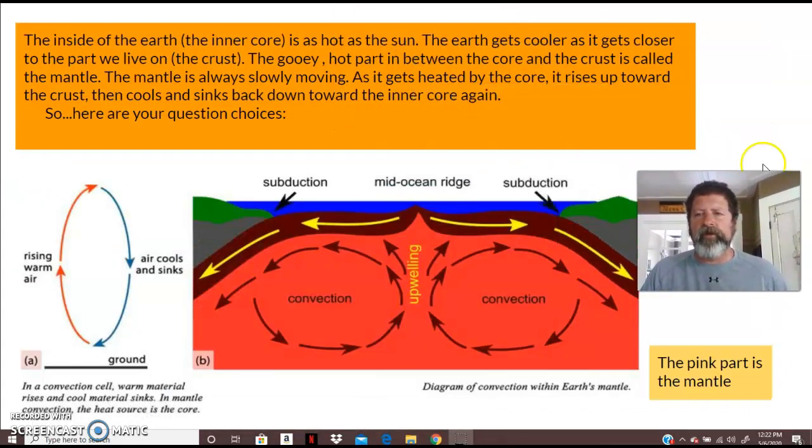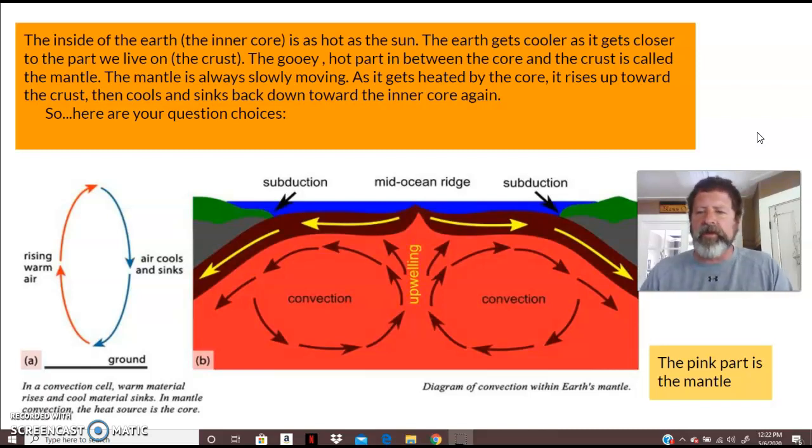Question 5 requires a little bit of background information. The inside of the Earth, the inner core, is as hot as the sun. And as the Earth gets cooler, it gets closer to the part we live on, which is called the crust. The gooey hot part in between the core and the crust is called the mantle. It's kind of like toothpaste, except it's really, really hot. The mantle is always slowly moving, and as it gets heated by the core, it rises up towards the crust, then it cools and sinks back down towards the inner core again.